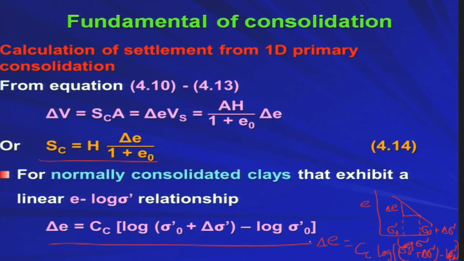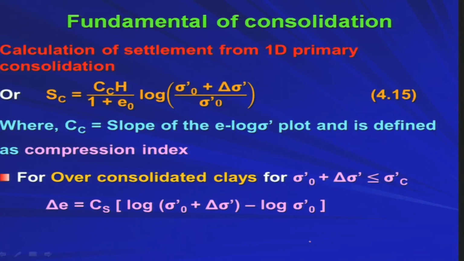Now, what is C C? C C is a constant, nothing but the slope of the e log sigma prime plot, and it is defined as the compression index. Please remember these terms, because we will frequently use them later when we talk about different issues related to consolidation. So compression index is the slope of the e log sigma prime plot under normally consolidated soil condition.